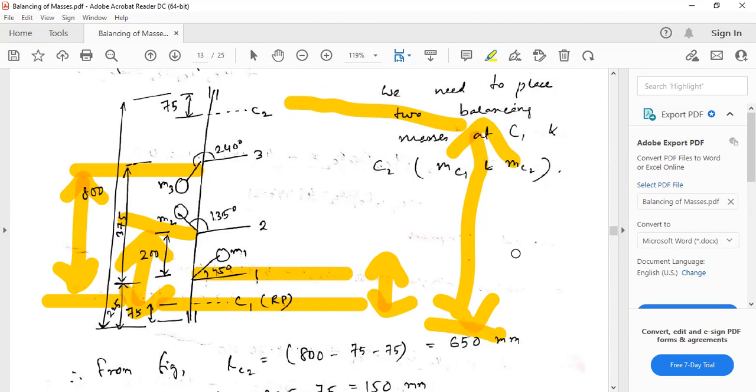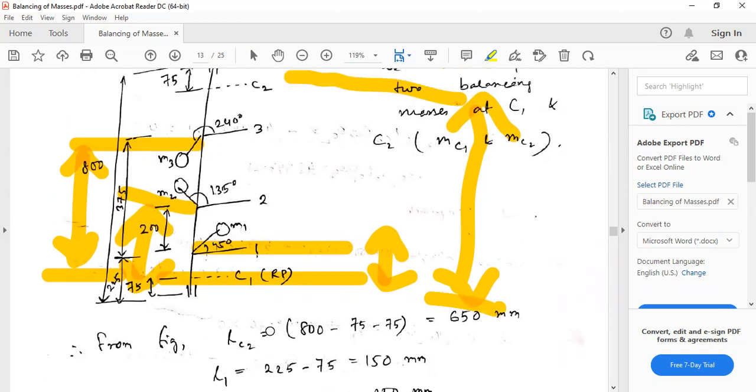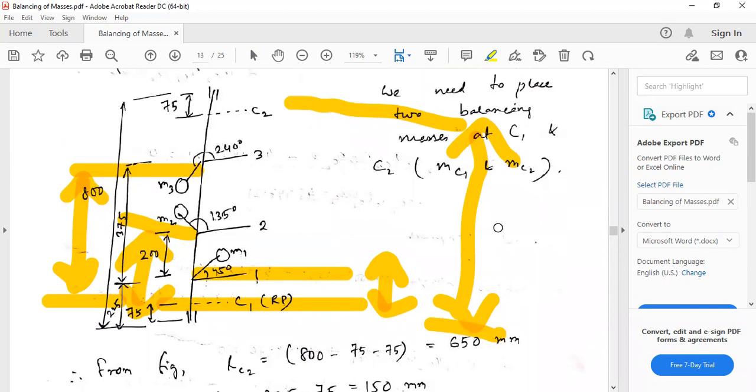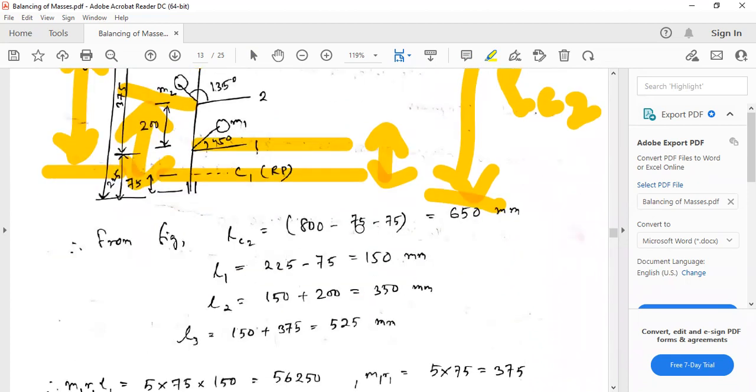Now you see from the figure, LC2, this part, what is it? LC2 is the distance of the balance mass at the C2 point from the reference plane. Every distance will be measured from the reference plane. So LC2, the total distance is 800, minus 75 minus 75 each side. That's why 800 minus 75 minus 75, we have 650.